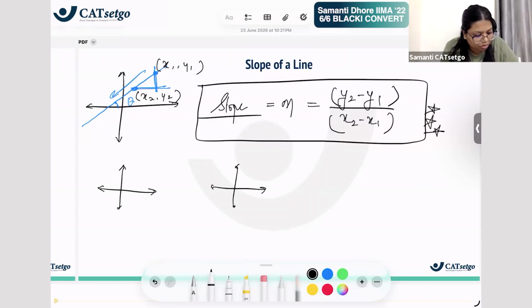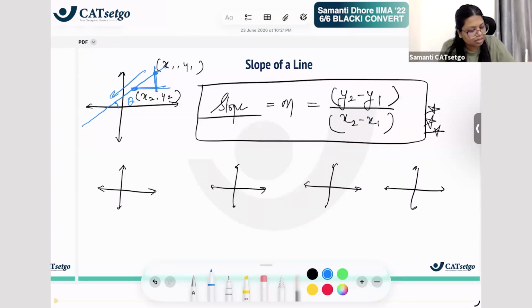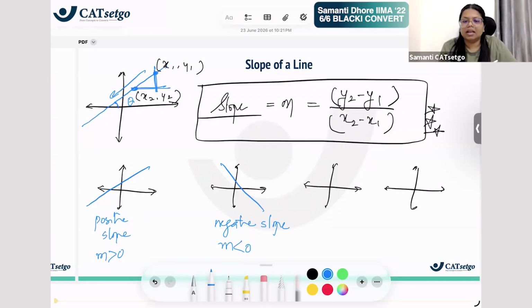Now, there are 4 types of slopes. I'll just draw 4 small Cartesian planes, x and y axis. This is a positive slope. Here you will get the value of m as greater than 0, some positive number, right? While this is a negative slope. Here you will get the value of m as less than 0. If the line is like this, there's a 0 slope. m will be equal to 0.